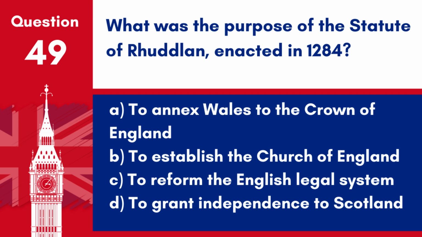Question 49. What was the purpose of the Statute of Rhuddlan, enacted in 1284? A. To annex Wales to the Crown of England. B. To establish the Church of England. C. To reform the English legal system. D. To grant independence to Scotland. Answer: A. To annex Wales to the Crown of England. The Statute of Rhuddlan in 1284 brought Wales under English law, effectively annexing it to the Crown of England.